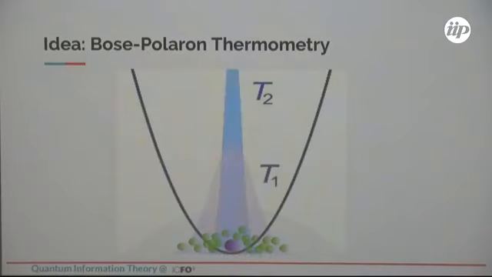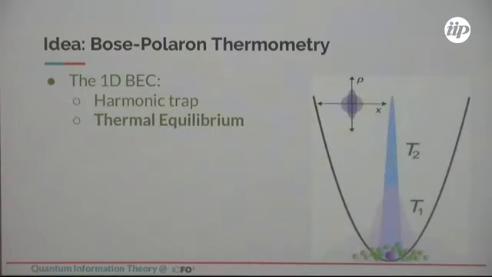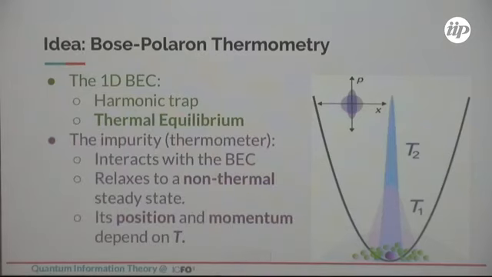So our idea is to use the Bose-polaron thermometry, which is dubbing an impurity particle inside the BEC. The BEC is a one-dimensional BEC, which is confined in a harmonic trap, and it's at thermal equilibrium, and our thermometer is the impurity. It interacts with the BEC, it relaxes to a non-thermal steady state, and in the end of the day, its position and momentum, let's say the quadratures, will depend on temperature.